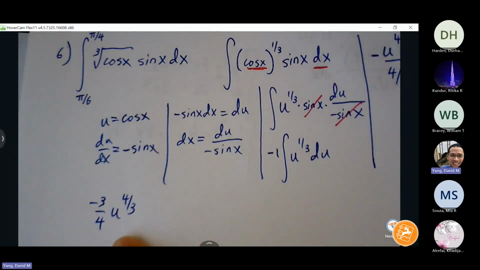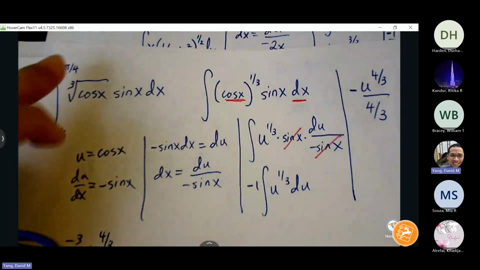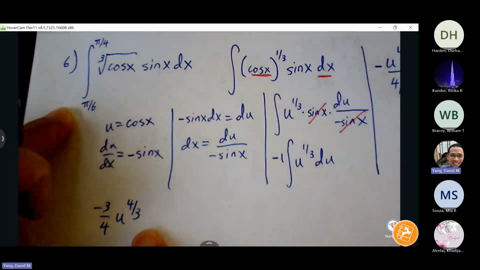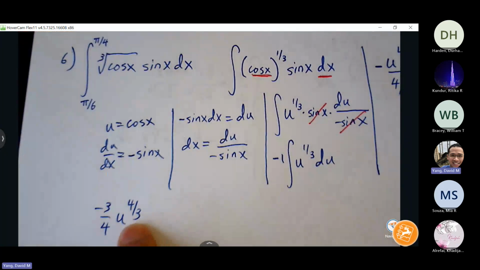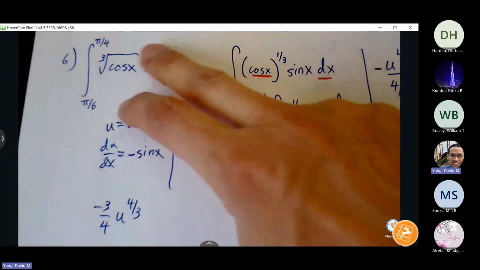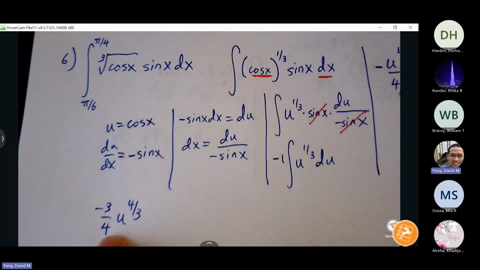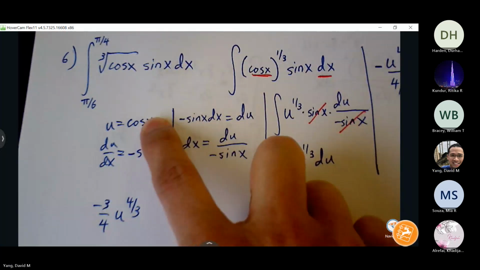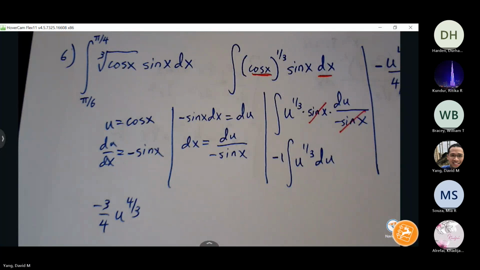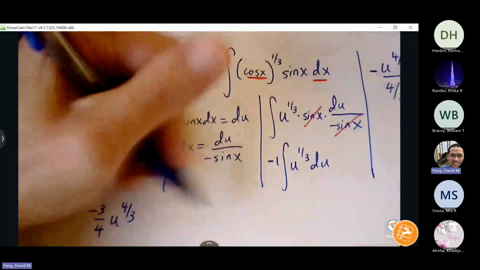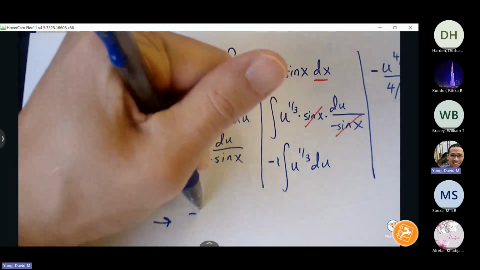Tell me what we should do next. Okay, why can we not plug in the bounds at this stage? Mismatch, right? This is in terms of x, this is in terms of u. So we either convert this in terms of u, or we get this in terms of x and then use the original bounds. Put the cosine of x in. Yeah, that's right. I'm going to work it out that way. I think most students prefer that way.